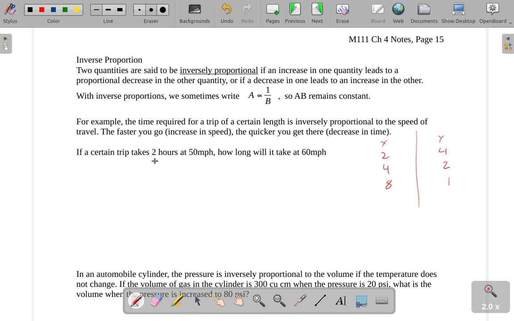Alright, so if a certain trip takes 2 hours at 50 miles per hour, how long will it take at 60 miles per hour? So we'll go ahead and say, I guess I should probably finish the rest of this stuff up here.